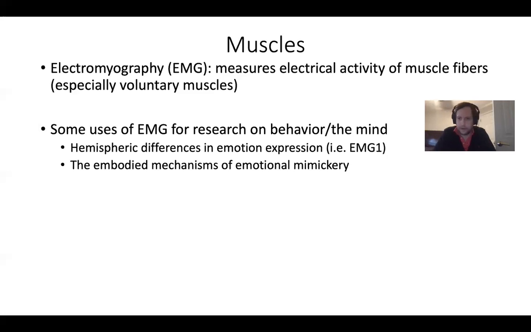So let's start here talking about measuring muscle activity with electromyography, or EMG, basically electrode sensors, which are placed on the skin, and they can measure the electrical activity of those muscles that are underneath those parts of the skin. And it's most often used for measuring voluntary muscles.